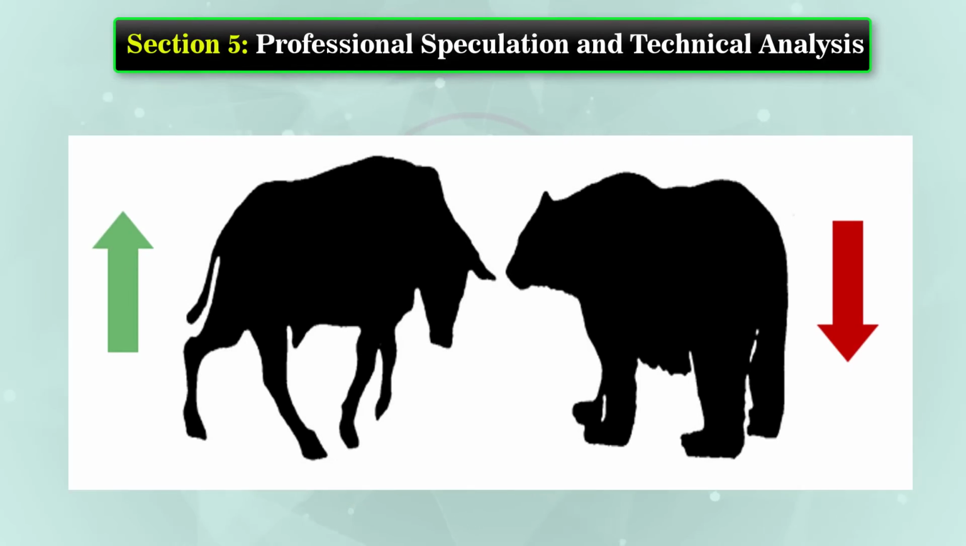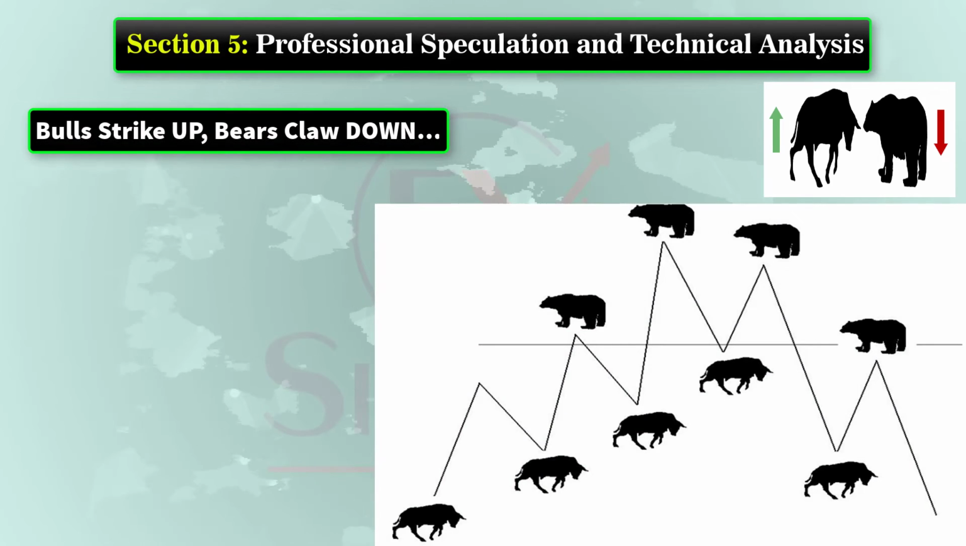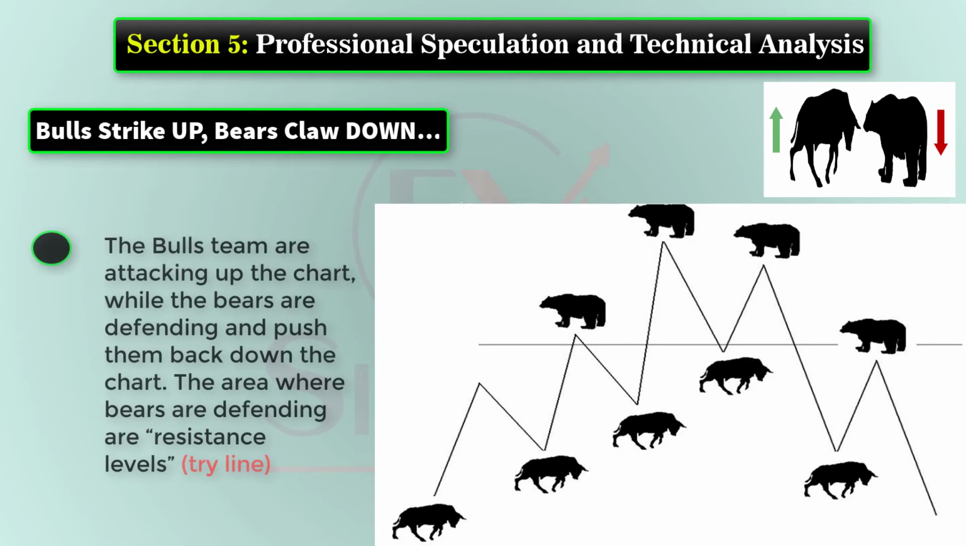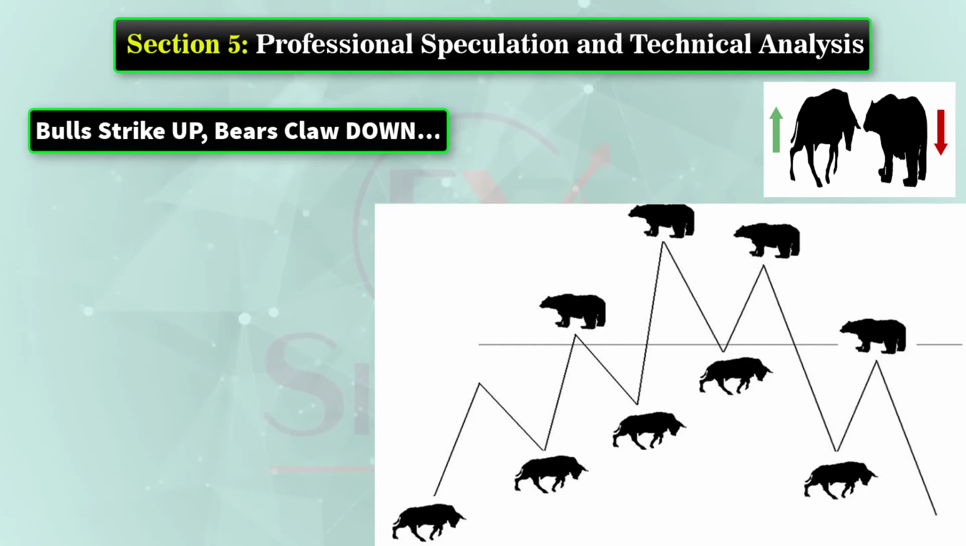Remember the bull and bear. Bulls strike up, bears claw down. The bulls' team are attacking up the chart, while the bears are defending and push them back down the chart. The area where bears are defending are resistance levels. When the bulls cross the resistance line, they then pull back and try to score again.